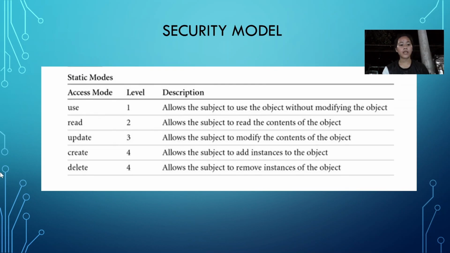So here, the access modes of static modes are the following. First is use. Use allows the subject to use the object without modifying the object. Read allows the subject to read the contents of the object. Update allows the subject, of course, to modify the contents of the object. And then create, it allows the subject to add instances to the object. And last is delete, of course. It allows the subject to remove instances from the object.